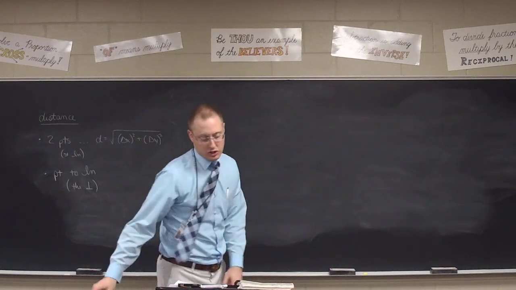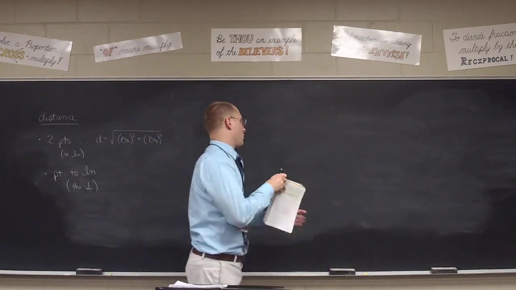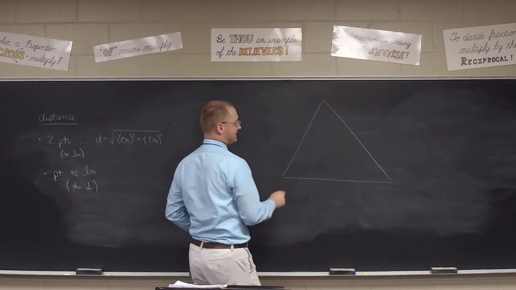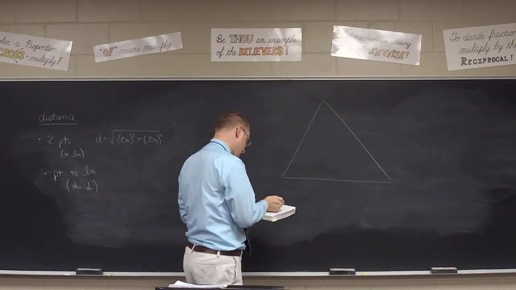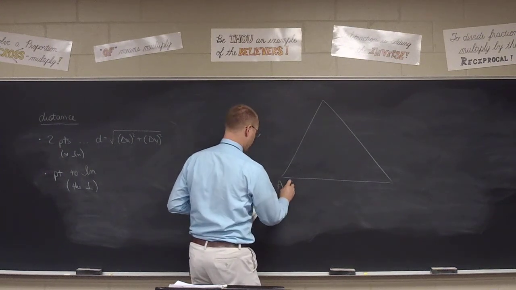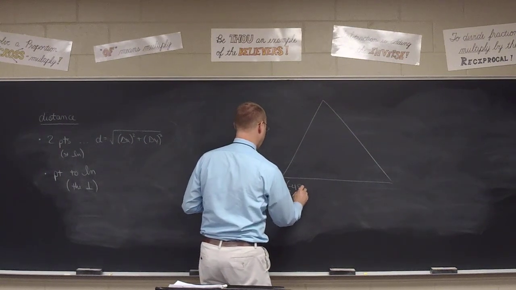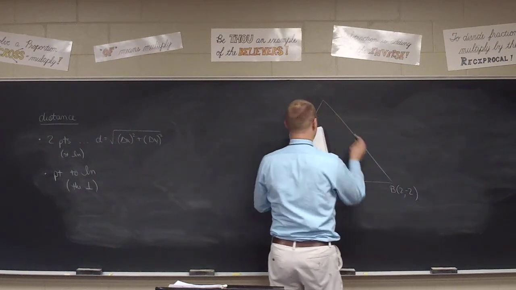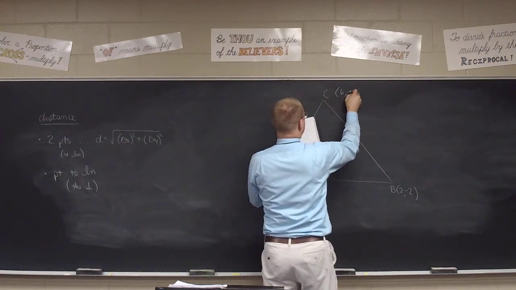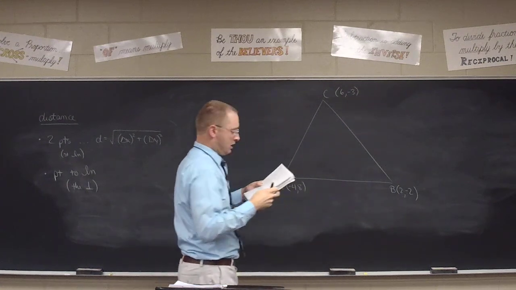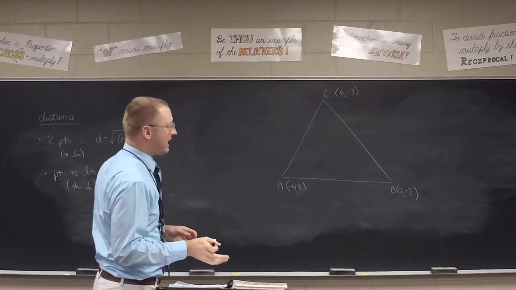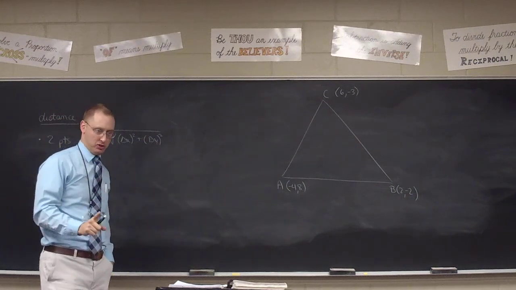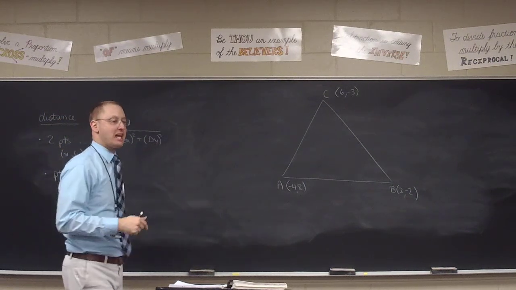All right. So they give us 3 points, right? On your paper, draw a nice big triangle with room to write inside. It's triangle ABC, of course, because we're boring that way. A is (-4, 8), B is (2, -2), and C is (6, -3). The length of an altitude, just one altitude, and the area.